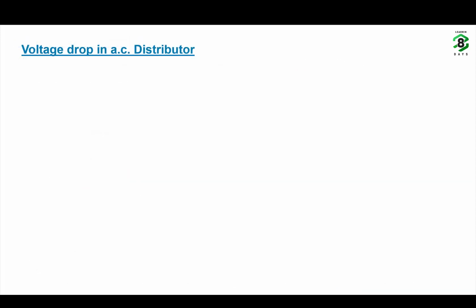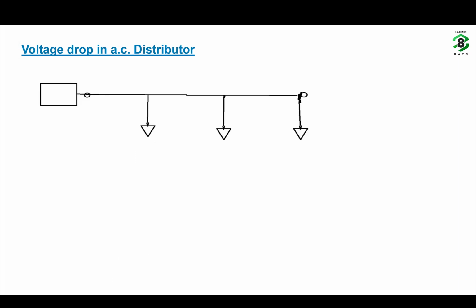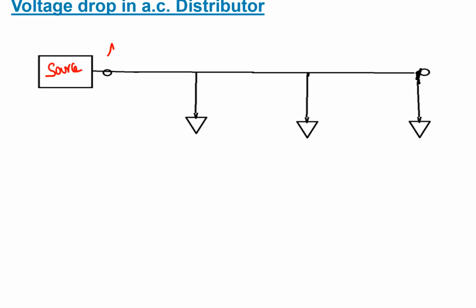Now, what is voltage drop in an AC distributor? Let us consider a distributor which is fed from one end. This is the source. Let us call this point A and this point B. Now, the impedances are, let us say, Z1, Z2 and Z3. The loads, let us call this one I1 at an angle minus phi1, I2 at an angle minus phi2, and let this current be I3 at an angle 0.